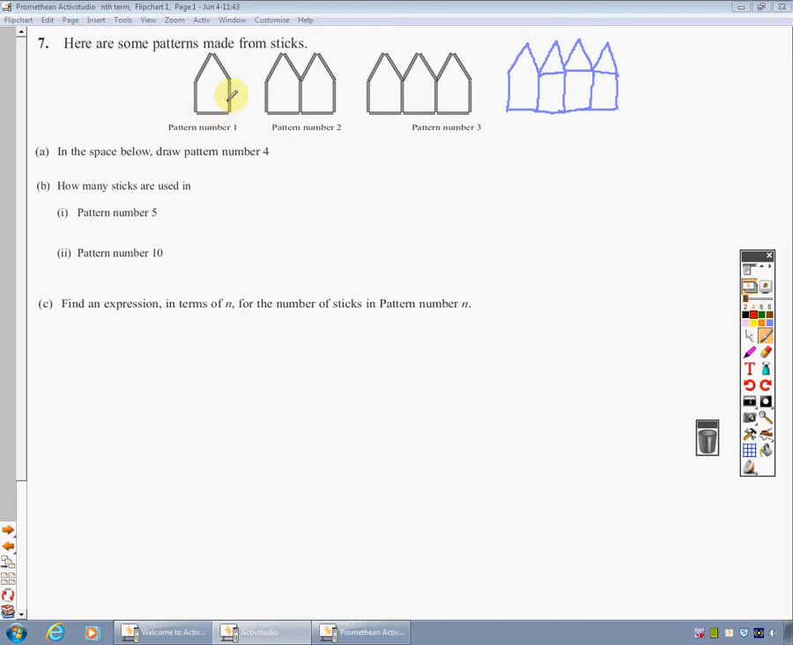1, 2, 3, 4, 5. 1, 2, 3, 4, 5, 6, 7, 8, 9. 1, 2, 3, 4, 5, 6, 7, 8, 9, 10, 11, 12, 13. 1, 2, 3, 4, 5, 6, 7, 8, 9, 10, 11, 12, 13, 14, 15, 16, 17.